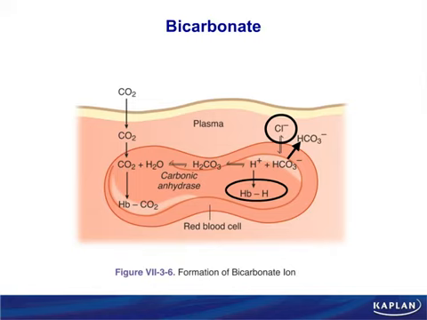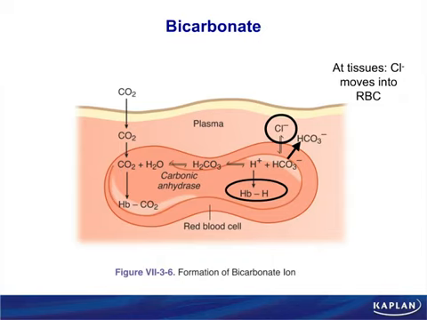Now, this is a negative charge leaving. So we have to replace it with a negative charge. Who comes to the rescue? Chloride. So chloride will move into the cell at the tissue level to balance the charge created by the negative bicarb leaving. So the bicarb leaves, chloride comes in. This is referred to as the chloride shift. So notice at the tissue level, chloride's going to move into the red blood cell.